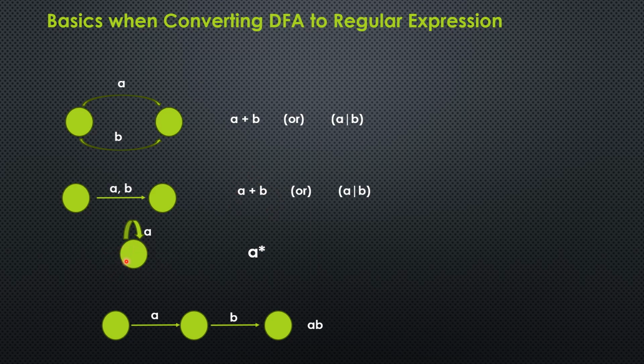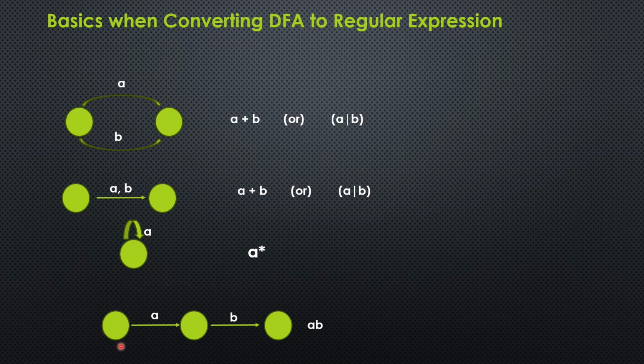Now this is from the current state. If A is given as the input, it still stays in the same state. Okay, so any number of times A is taken as the input from the current state, it stays in the same state. So this is represented with A star, which is zero or more occurrences of A.